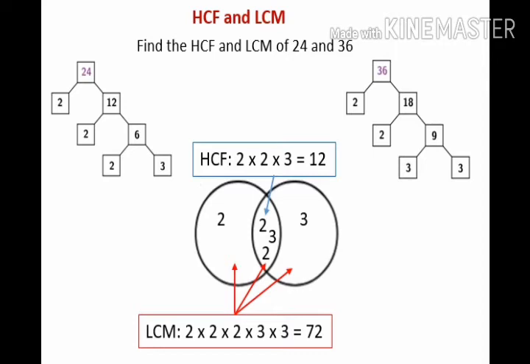For HCF, you are taking only the common factors, but for LCM, you have to take all the factors, common factors as well as the remaining factors. Then you will get that LCM. So here you can see the LCM will be 72. After multiplying common factors and other factors, you will get 72 as the LCM of 24 and 36.